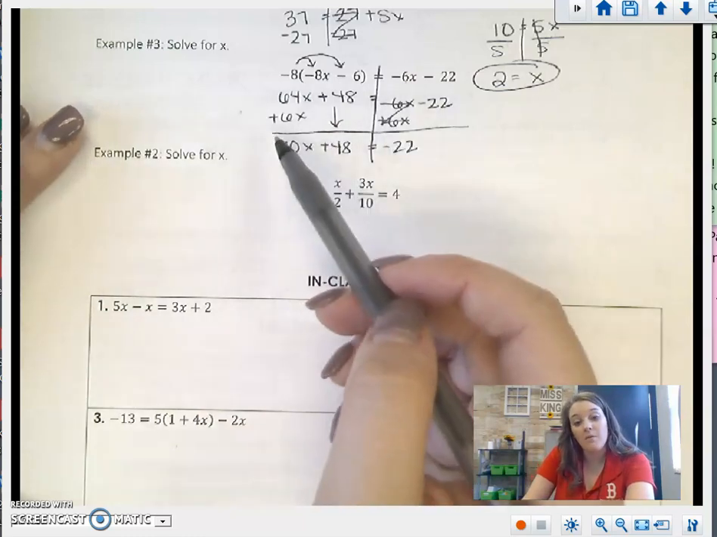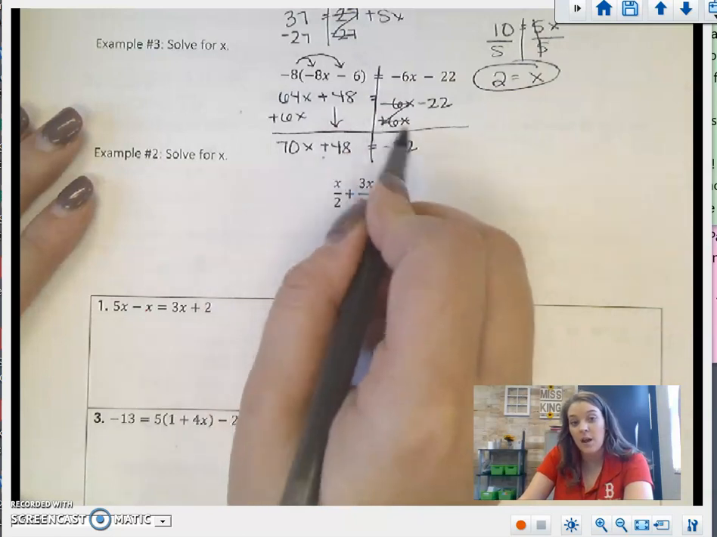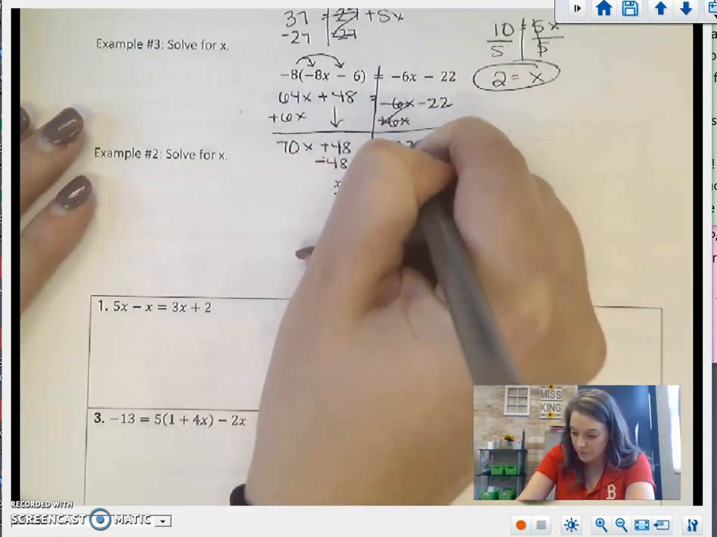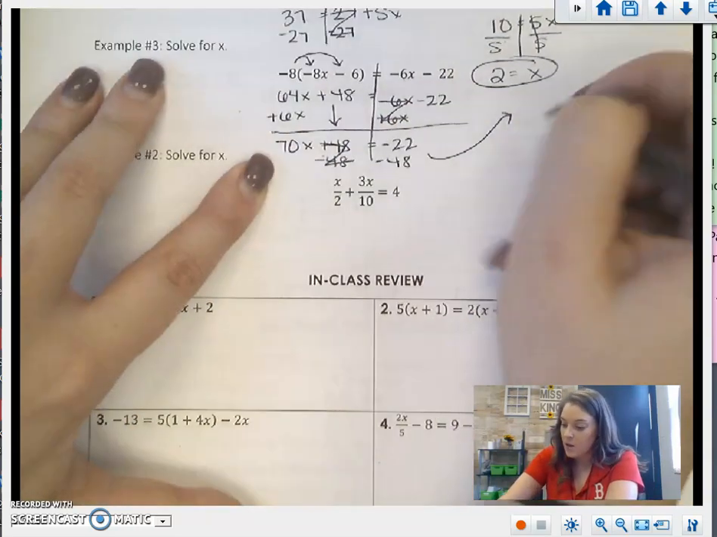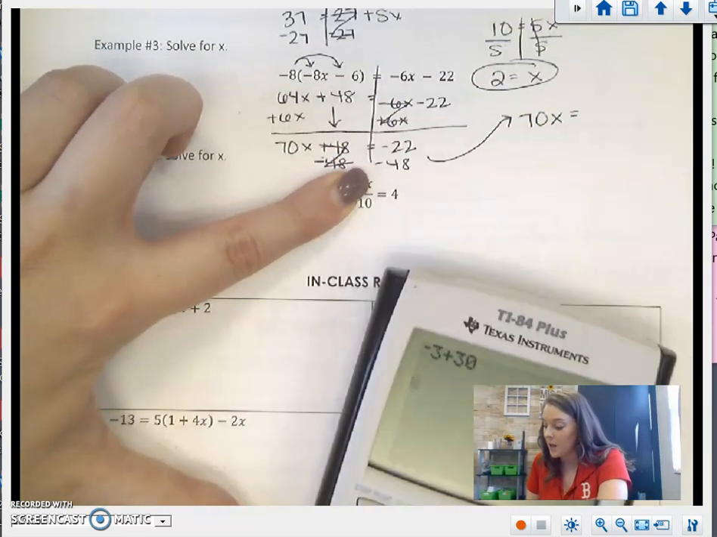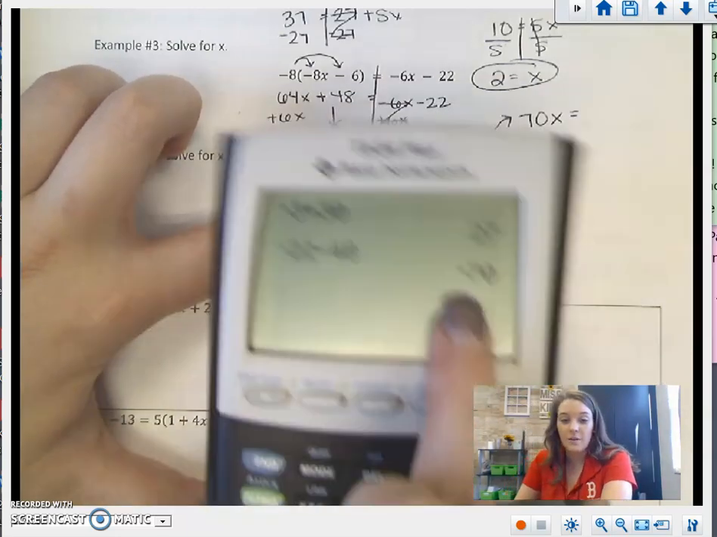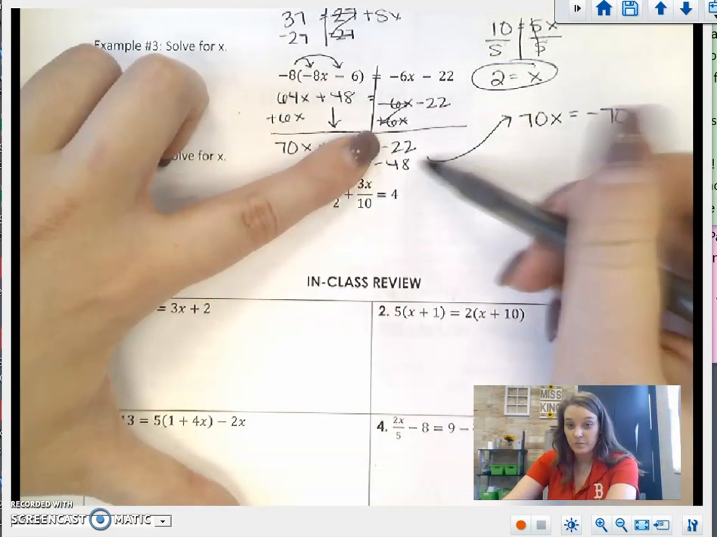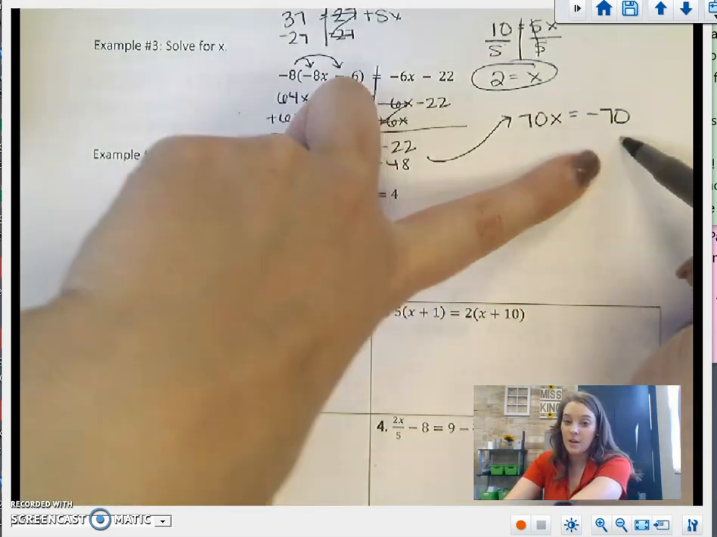So now I have all my variables on the left. I need all my numbers on the right. So to get this 48 onto the other side, I have to subtract 48. That zeroes out. So I'm going to move up here. So I have 70x equals negative 22 minus 48. So negative 22 minus 48 is negative 70. So all I did is I subtracted negative 22 minus 48, and I got negative 70.